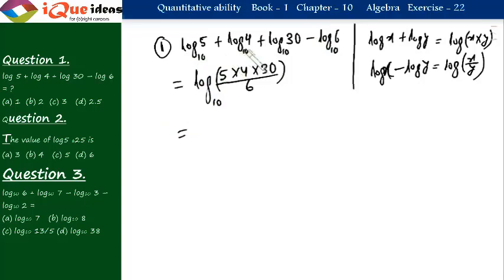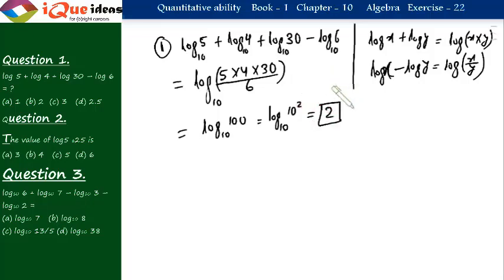Now 5 into 4 into 30 is 600, divided by 6 is 100. So it is equal to log 100 to the base 10, which is log 10 square to the base 10. So 2 comes outside, and inside we have log 10 to the base 10, which is 1. So the answer of the question is 2.